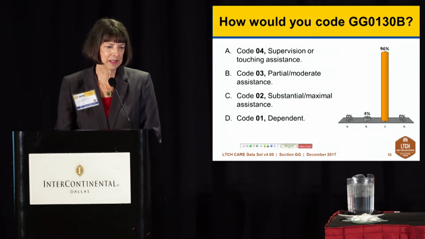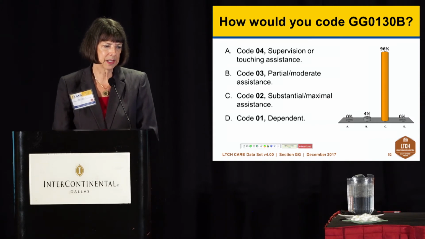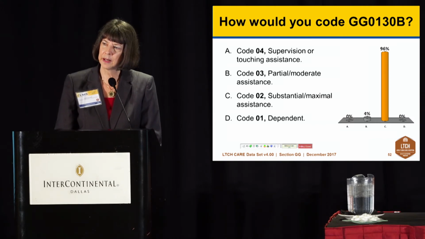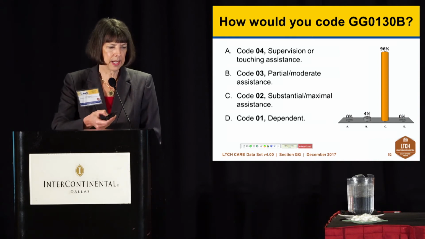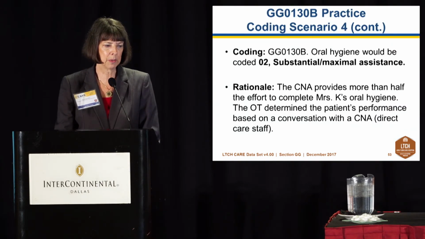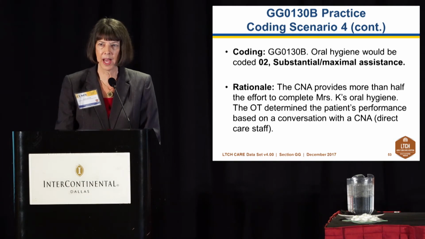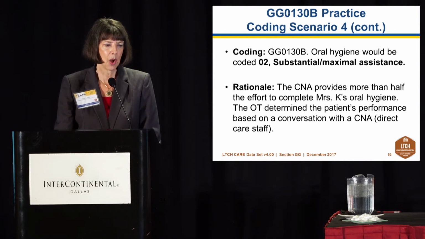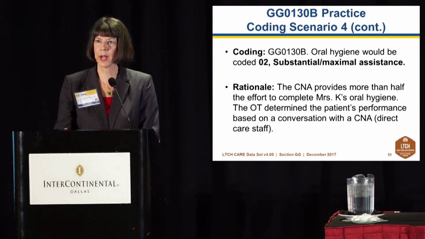96%. Excellent. Okay, still 4% said that it was partial moderate assist, but when the CNA indicated that in fact she did most of it, that was your big clue here in terms of which coding you would use. So our rationale was that the CNA provided more than half of the effort to complete Mrs. K's oral hygiene, and the OT determined the patient's performance based on a conversation with the CNA. And of course, that's a direct care staff member.